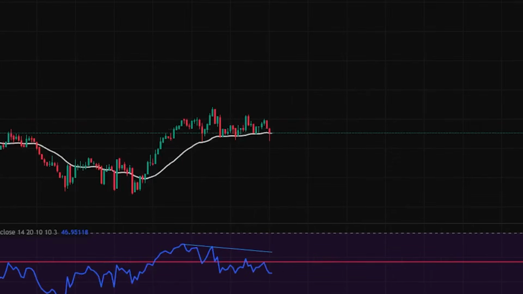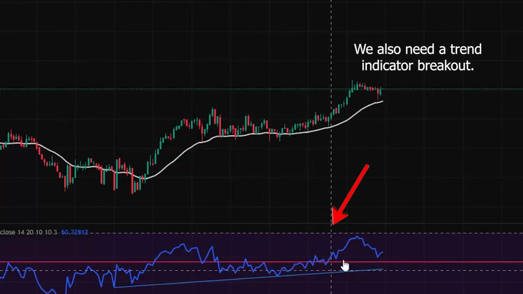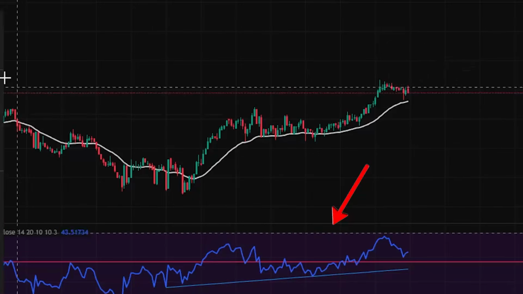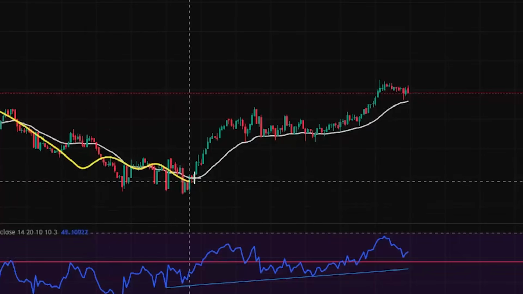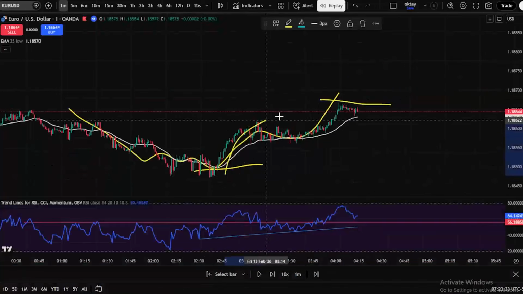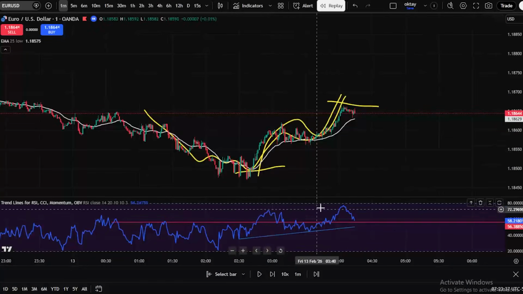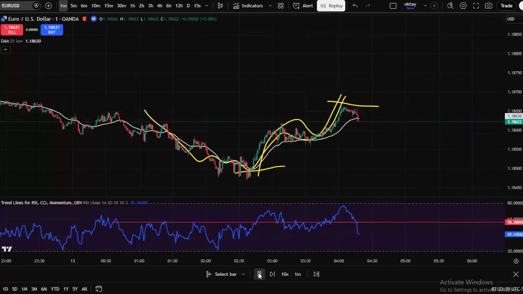But here's an important point. We're not going to enter on the first breakout. We're looking for the signals to be simultaneous. When at least two of these indicators break almost simultaneously, that's when the signal becomes valid. Let's see how it gives signals.